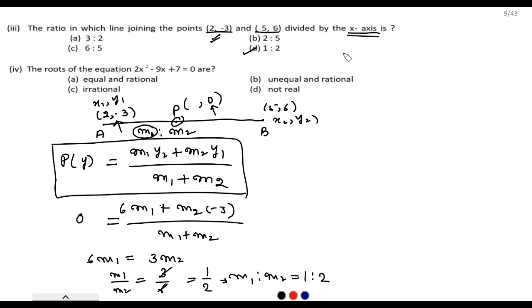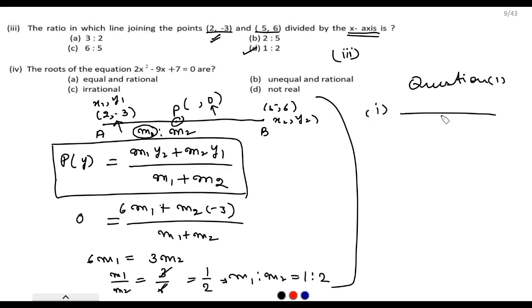Give your answer. Part third. This is our rough work. You have to give the answer in this manner. Question 1, first part, second part, then third part. Option D is the right answer and the answer is 1 is to 2. Now solve the next question. The roots of this equation are, we have to find the nature of roots. So find the discriminant.